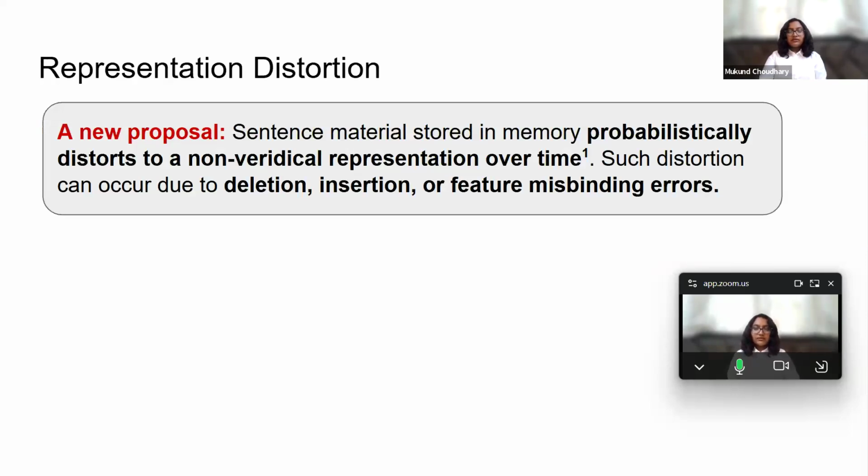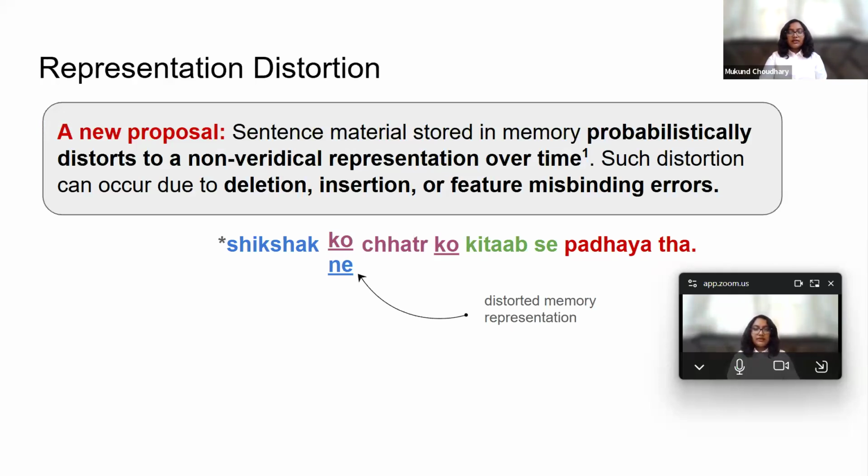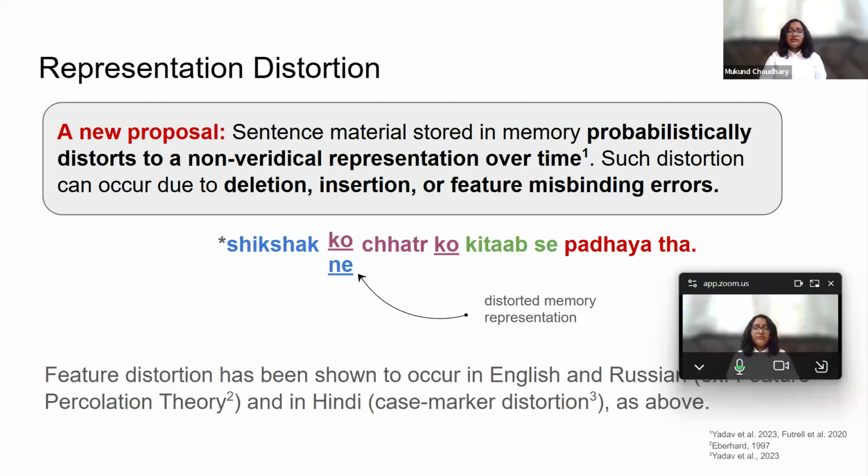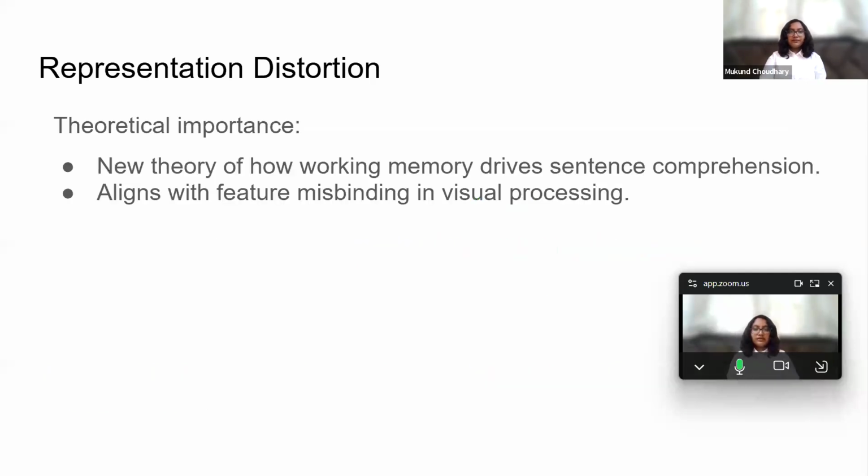A new proposal is representation distortion, which says that sentence material stored in the memory probabilistically distorts to a non-veridical representation over time, and such distortion can occur due to deletion, insertion, or feature misbinding errors. For example, an ungrammatical sentence may distort to a grammatical version in the memory. Feature distortion has been shown to occur in English and Russian as well as Hindi.